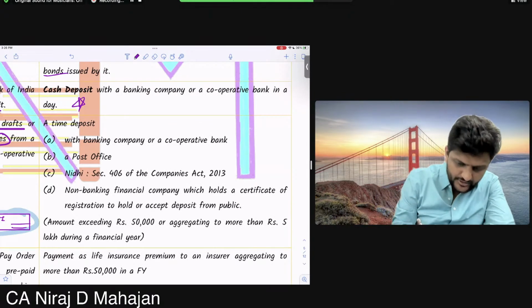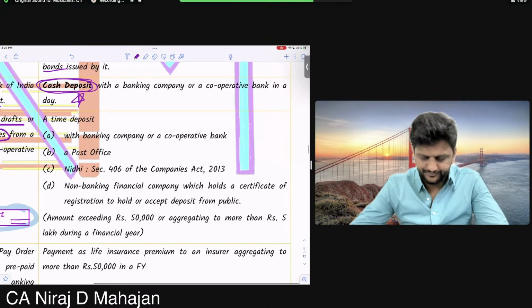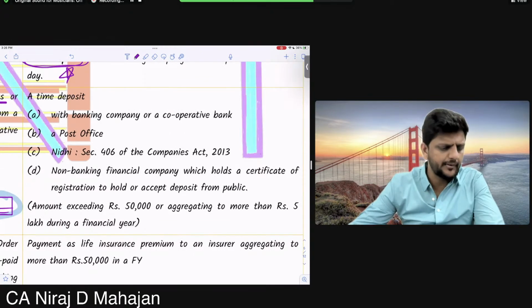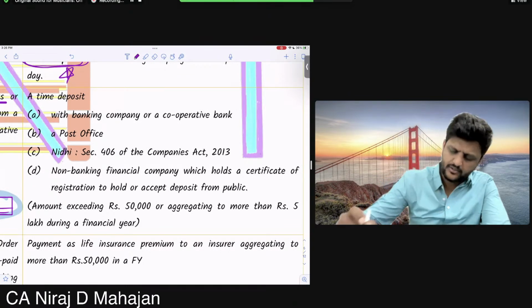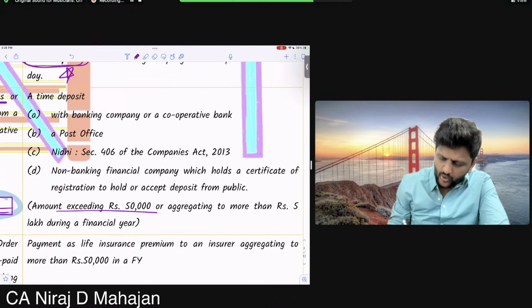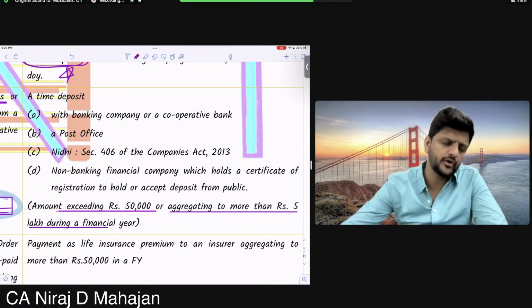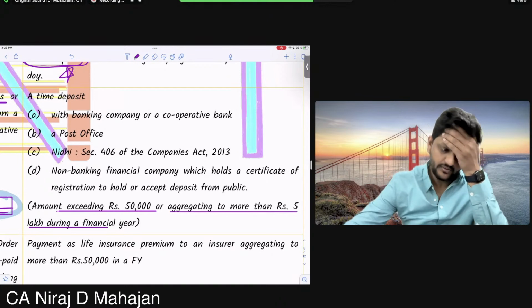PAN is compulsory even for deposit as well as withdrawal. Okay, so deposit, can you see here? हाँ है ना? Cash deposit more than 50,000. A time deposit, FD बच्चों. Time deposit means what बच्चों? FD, with banking company, post office or निधि company, NBFC है ना? Amount exceeding 50,000 or aggregating more than 5 lakhs during the year. One FD more than 50,000 or total FDs more than 5 lakhs during the year, है ना?